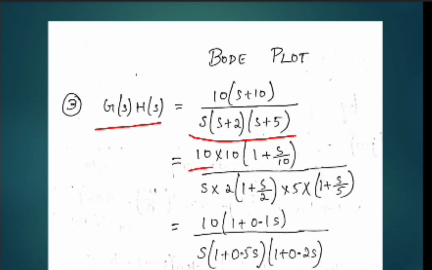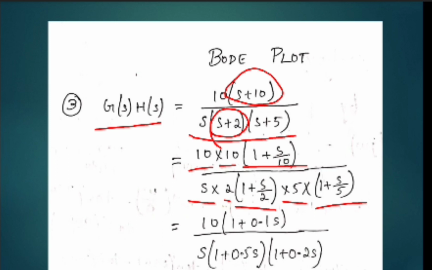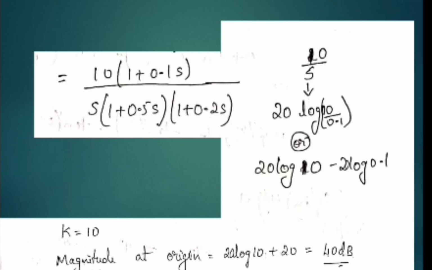in the numerator we get 10 into, taking 10 common from this term, it becomes 10 into (1 plus s by 10). Similarly in the denominator, s into, taking 2 common from this term, that is 2 into (1 plus s by 2), and 5 into (1 plus s by 5). So the equation becomes 10 into (1 plus 0.1s) divided by s into (1 plus 0.5s) into (1 plus 0.2s).